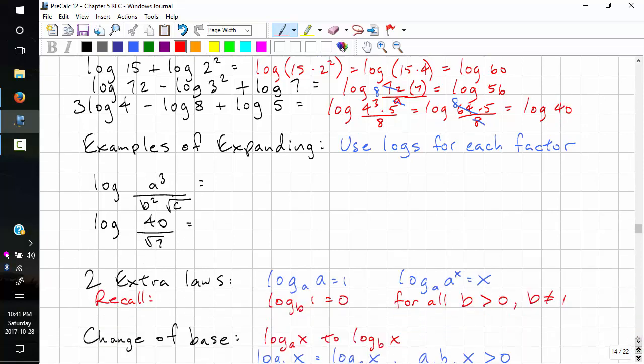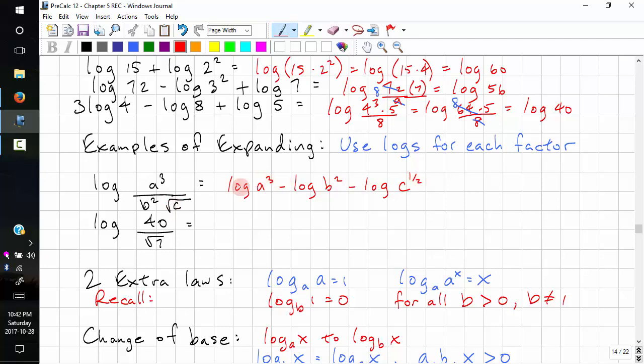We have other problems where we say expand. Okay, so we need a log for A, a log for B, and a log for C. So we're doing log A cubed. B is in the denominator, so log B squared. C is in the denominator. This is log C, and when we're taking square root, the power is a half.